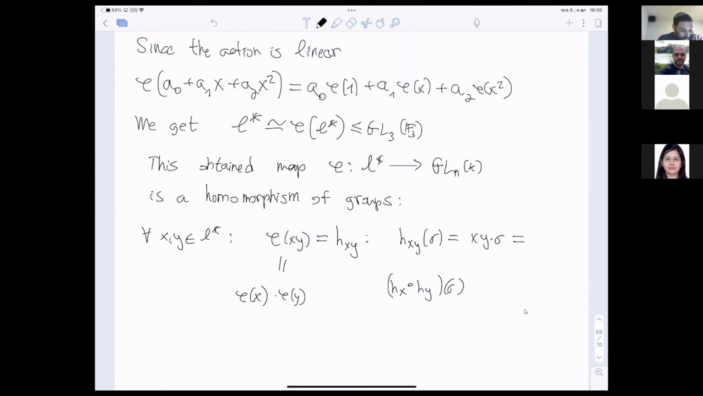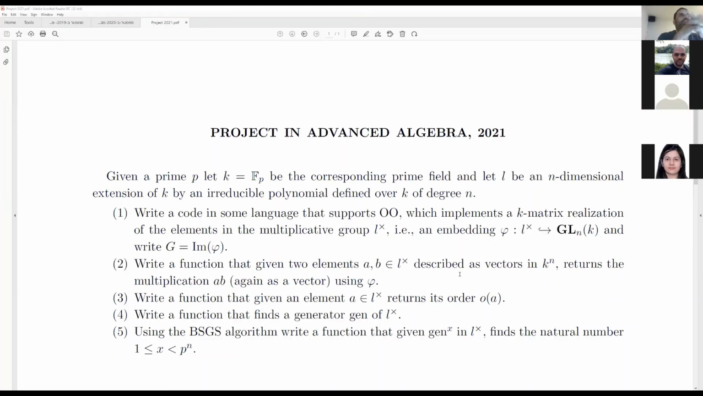Okay, so it preserves the operation. Okay, so let us say... Okay. So write the code. Okay, A1, we see them. 2. Okay, write a function that given 2 elements A and B in L star.